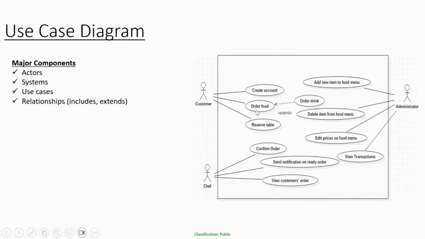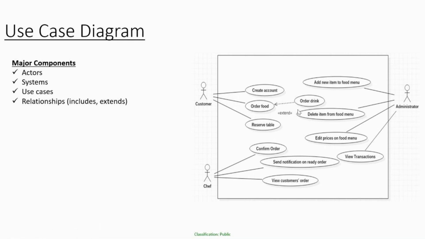What is happening here? Your order food is the major use case, and that is why it has a direct link with the customer. But when you're ordering food, there is an option of adding a drink also to this food item order. So this is optional, and that is the reason it has an extend relationship. And how do you represent that? You draw a dotted arrow from that sub use case to the major use case, arrow directed towards the major use case, and you write the text extends between angle brackets. So this is how you write an extends use case relationship.